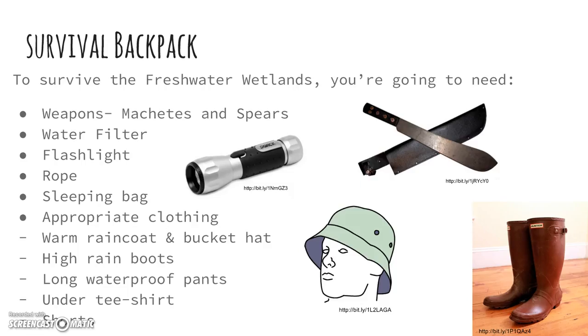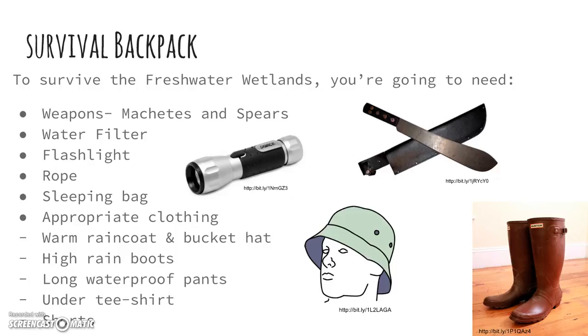And now to the survival backpack. To survive the freshwater wetlands, here are a few supplies you're probably going to need. First, you'll need weapons such as machetes and spears for building shelter, hunting, and defending yourself. You're going to want either a lot of water or a water filter to ensure your water is safe to drink. At night, you're going to want a flashlight, sleeping bag, and maybe some flint to help start a fire, unless you know how to make it with wood.